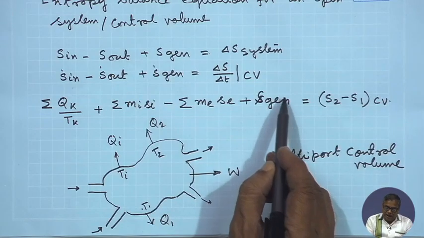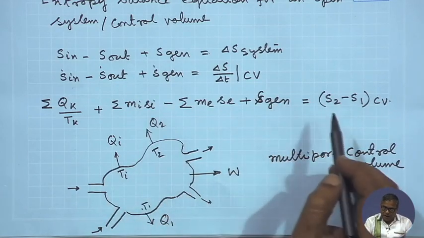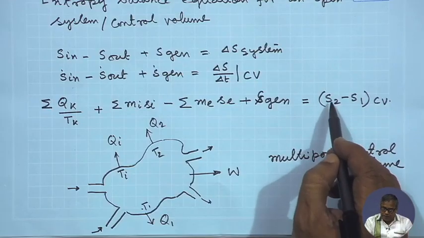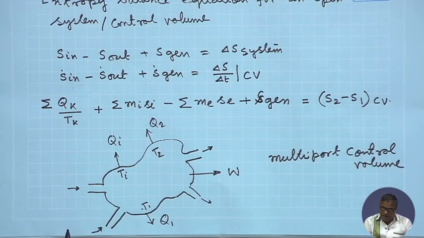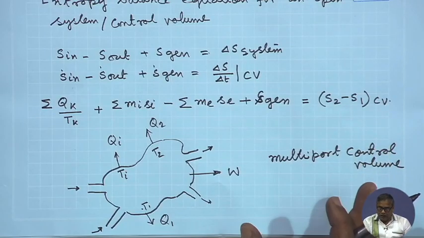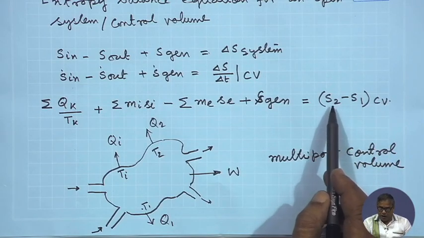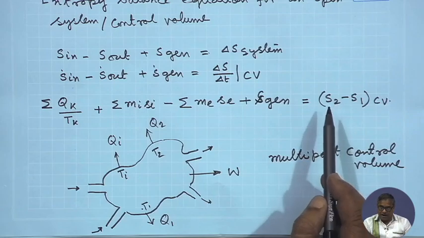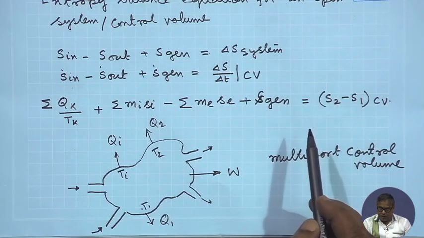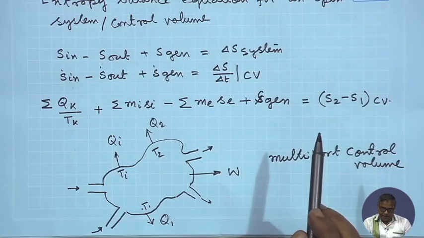S_gen is the amount of entropy generated during this period. S_2, which I have written in capital, is taking care of the mass also. So, S_2 is the total amount of entropy at the end of our duration, and S_1 is the entropy at the beginning.